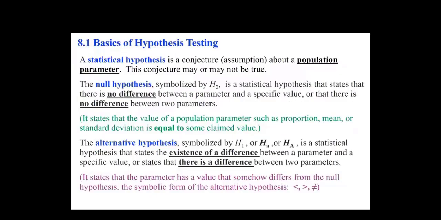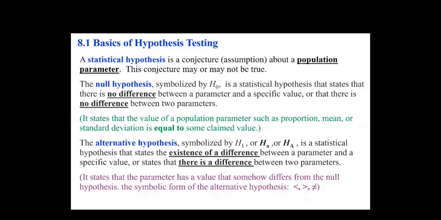Let's see. A statistical hypothesis is a conjecture or assumption about a population parameter. This conjecture may or may not be true. So we have an opinion, an idea, and we are testing it. The null hypothesis, symbolized by H sub 0, is that how we say it? Yes, thank you. H0 or H sub 0.